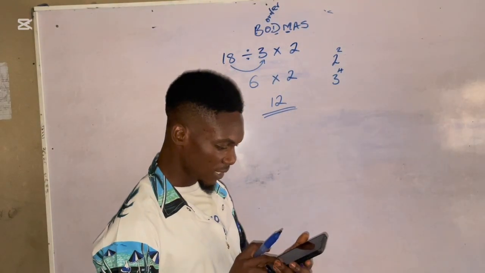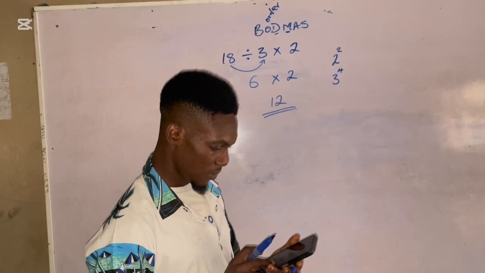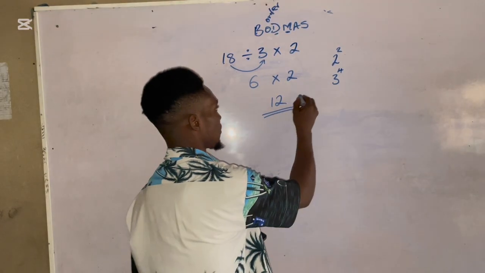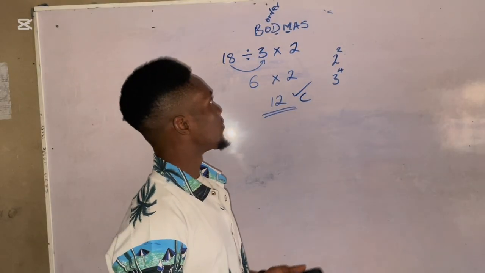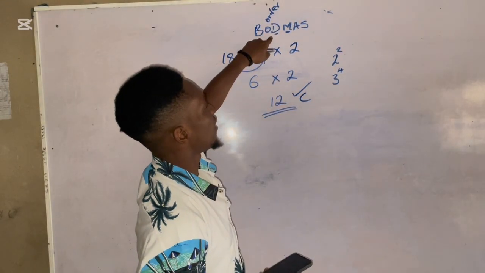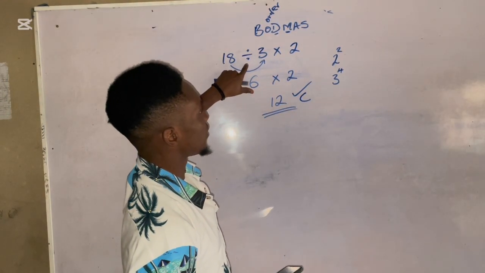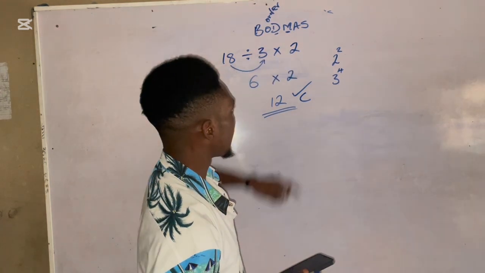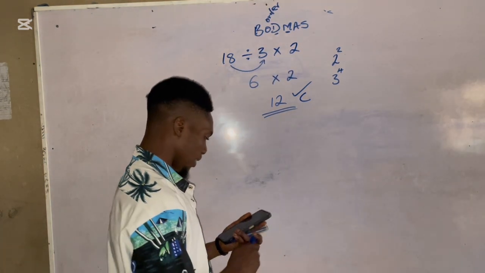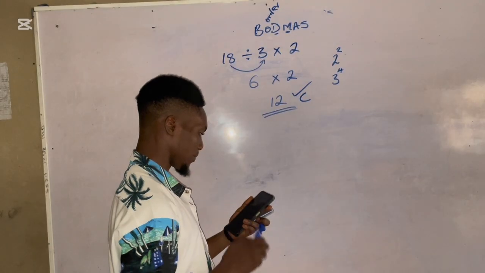So the correct answer here is option C. Option C, 12, and not option A. Follow the rule of BODMAS. You divide. After you divide, any answer you get from your division, use it and multiply the next number that you have. Then, next question.